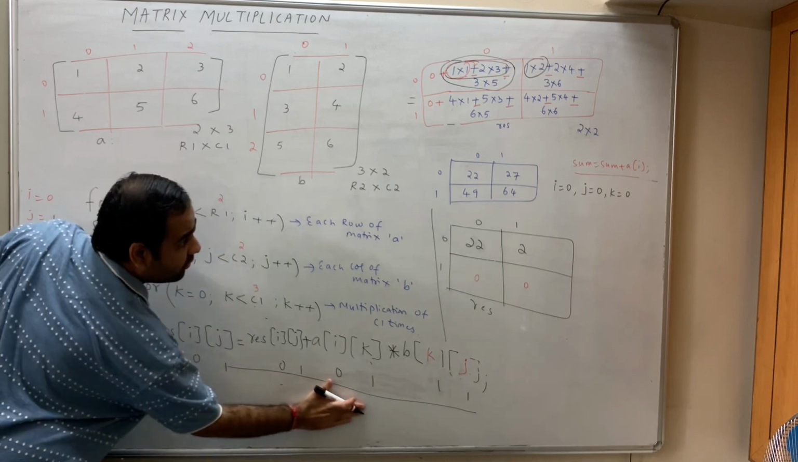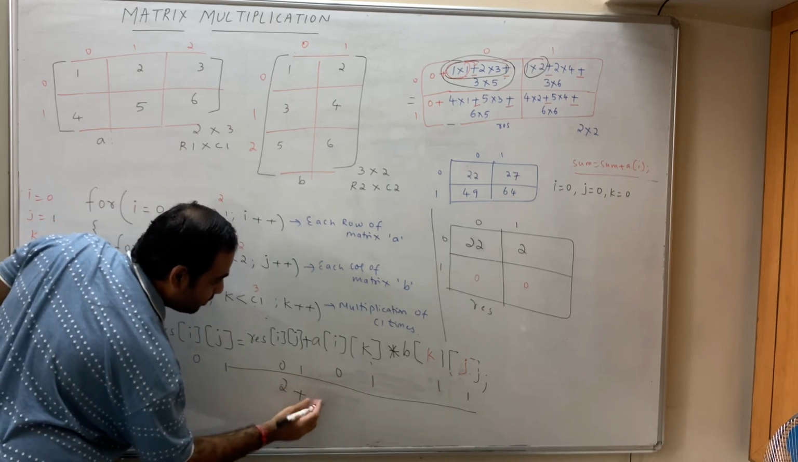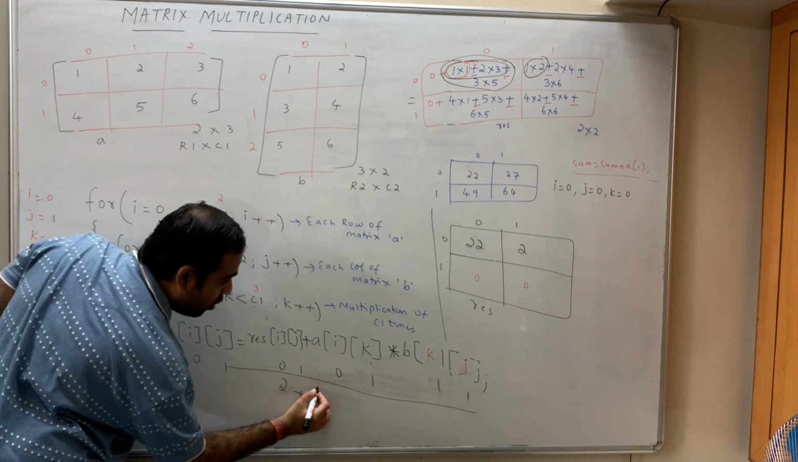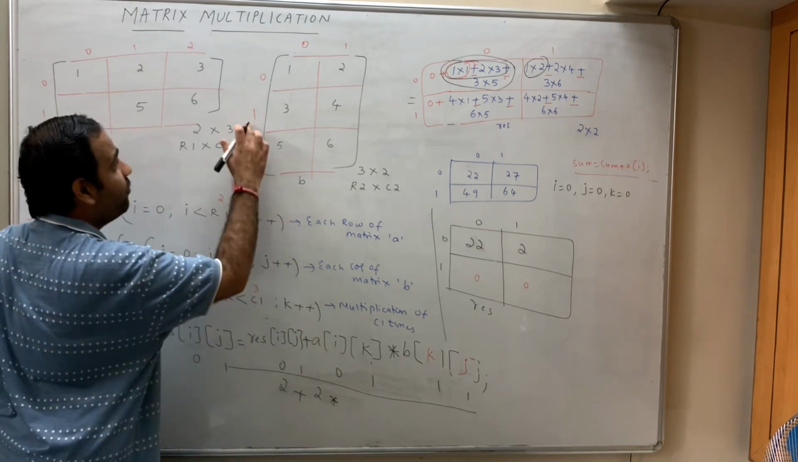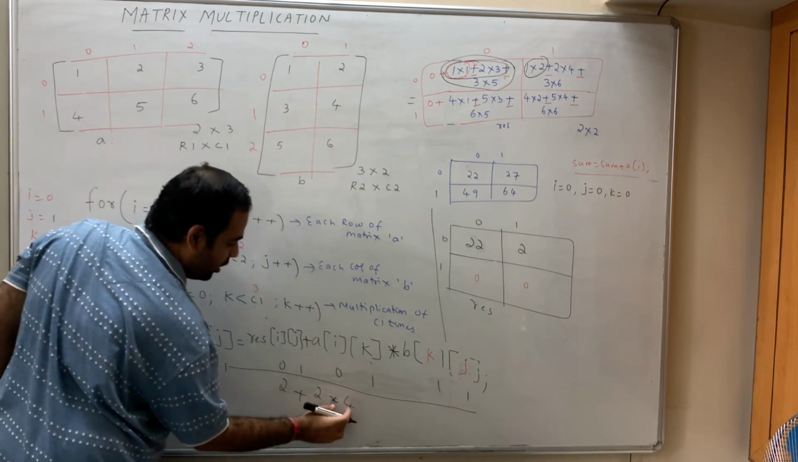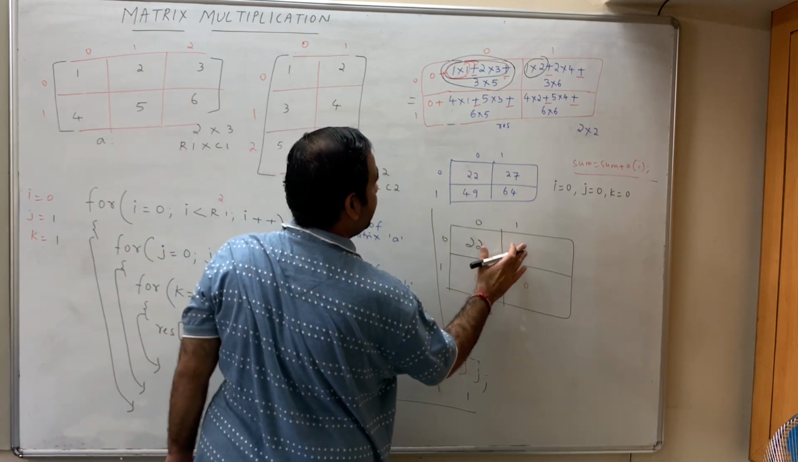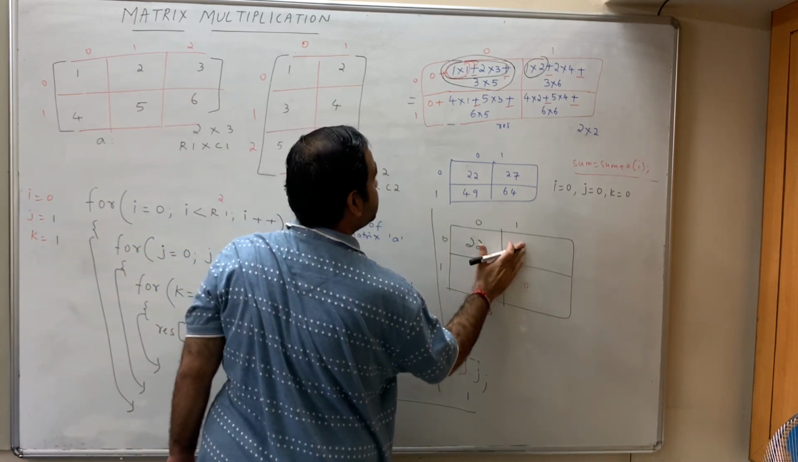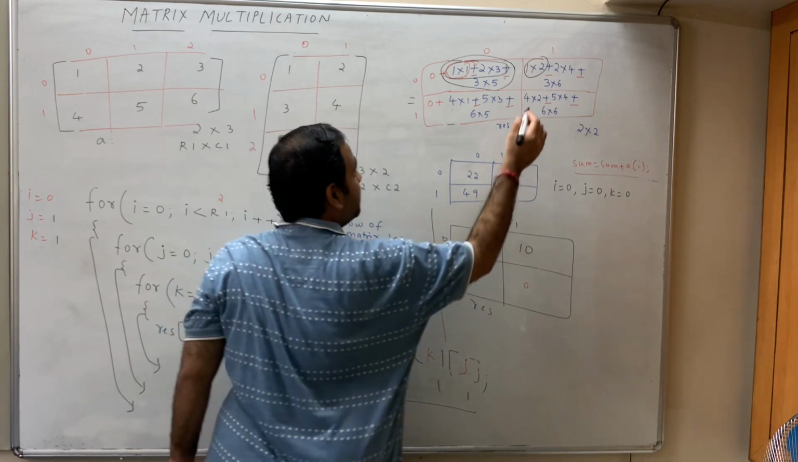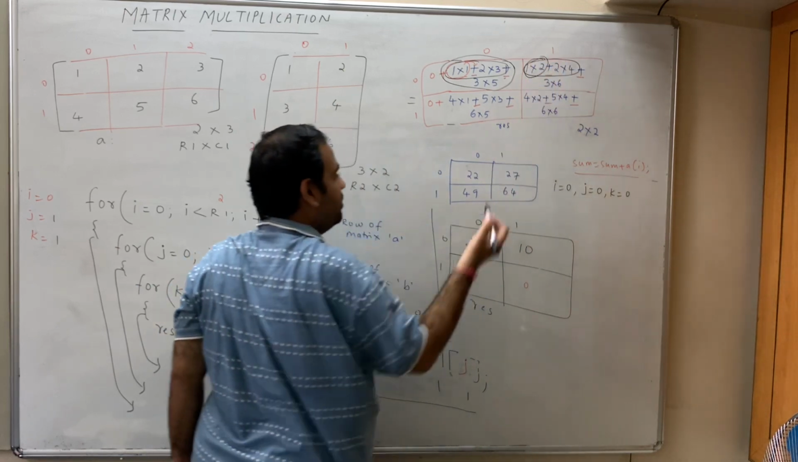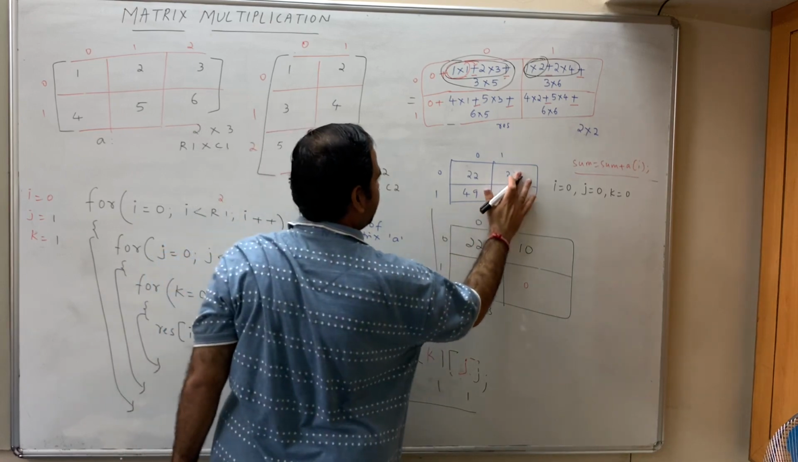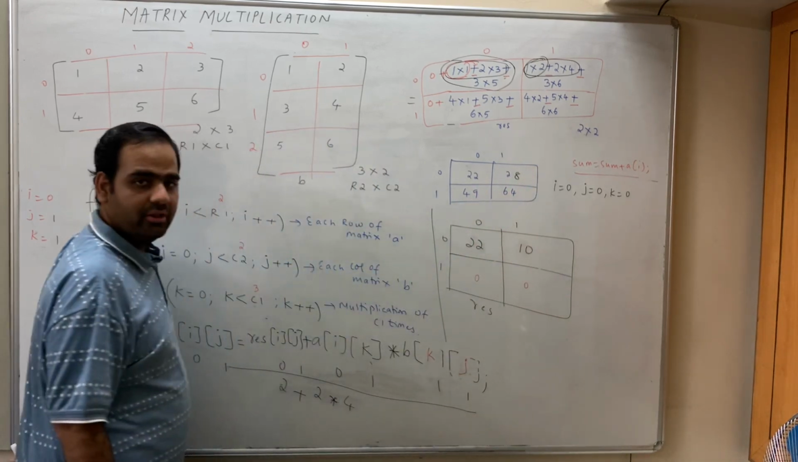Now what is the result of 0, 1? As of now it is 2 plus a of 0, 1, which is 2, multiplied by b of 1, 1. And what is b of 1, 1? 4. 4 2s are 8. 8 plus 2 is 10. Therefore, this particular value is replaced by 10.